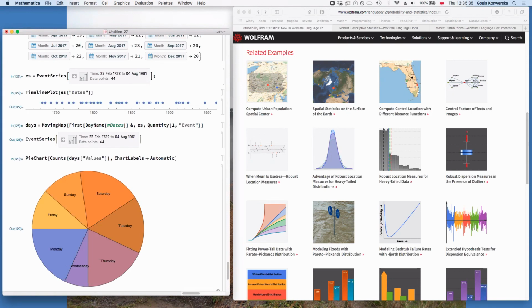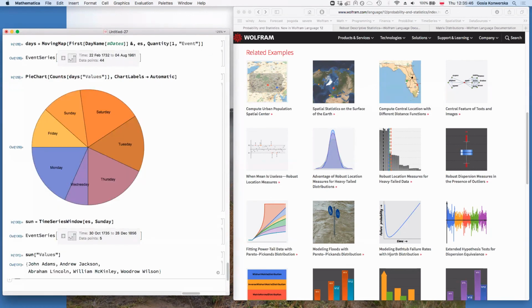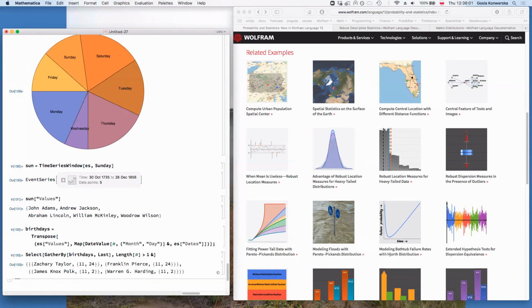We can select, using time series window, all the birthdays that are on Sunday, and find all the presidents who were born on Sunday. And another fun question is to find what are called shared birthdays. So find which presidents celebrate their birthdays on the same day. And we have 2 pairs of such birthdays.